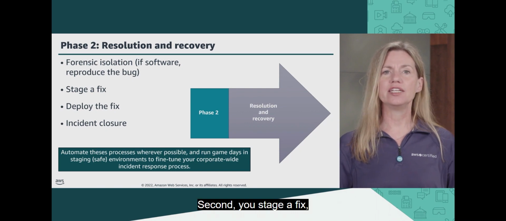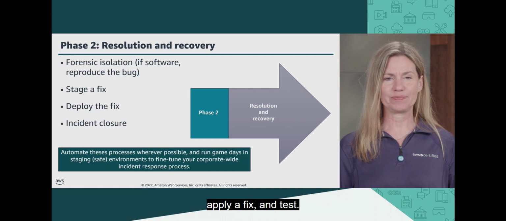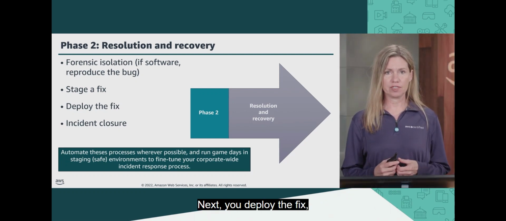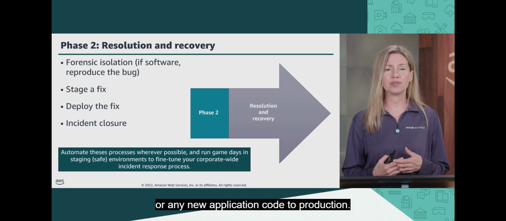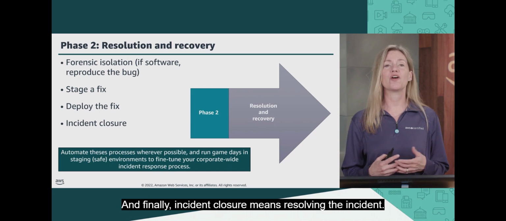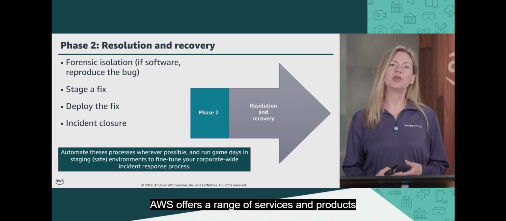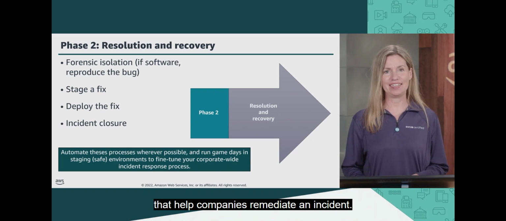Without being able to reproduce the error that the customer experienced, you won't be able to fix it. Second, you stage a fix, which is when you reproduce the issue, apply a fix, and test. Next, you deploy the fix, which means pushing any new infrastructure as code or any new application code to production. And finally, incident closure means resolving the incident. AWS offers a range of services and products that help companies remediate an incident.